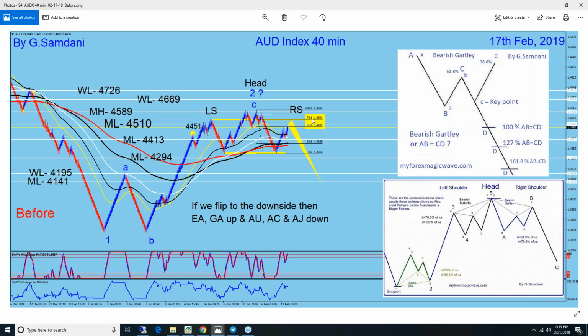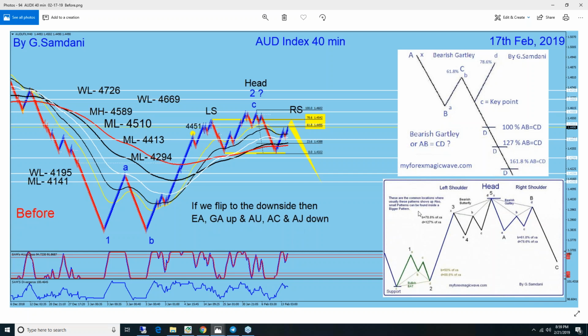It will go up to this high and 78%, which is 45, 42, and from there it will drop. And I have written here, if we flip to the downside, then what will happen? EA, GA up, and AU, AC, and AJ down. Among these pairs, usually I don't trade AC at all. Sometimes AU, but EA, GA a lot, and AJ also a little bit.